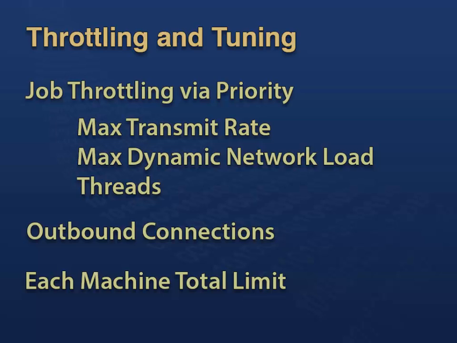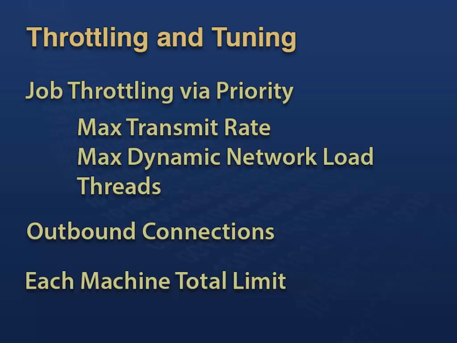Throttling can be set on individual jobs via the priority setting. It can be set on outbound connections, and it can be set on each machine to provide a total overall limit that that machine will handle. Each communication must meet the criteria set in all of these categories, so the more restrictive setting takes precedence.